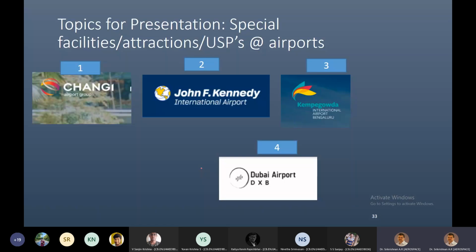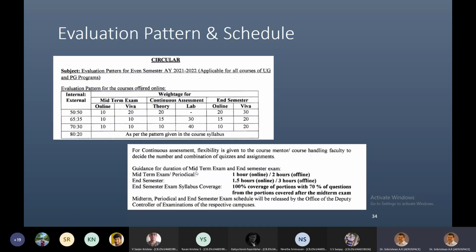Now I'll come to the presentation topics. Should I give it first, or I'll come back to this? Before that, there were questions about the evaluation pattern, schedule, etc. So this is the latest circular that we have received regarding the evaluation pattern. Now let's be focused on what we are interested in. This is for the 21-22 even semester.